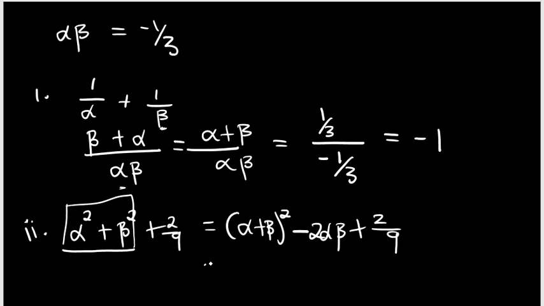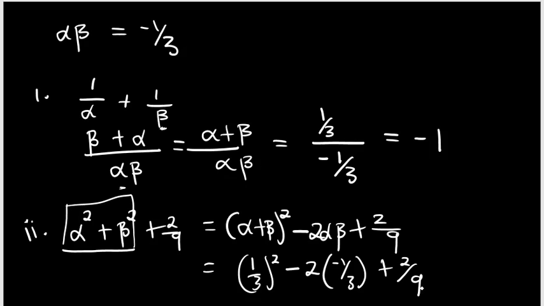Now what is the next thing? Where we have alpha plus beta and alpha beta, let's substitute their respective values there. So here we are going to have 1 over 3 squared, because alpha plus beta is 1 over 3. Minus 2 multiplying alpha beta, and alpha beta is negative 1 over 3. We have plus 2 over 9.